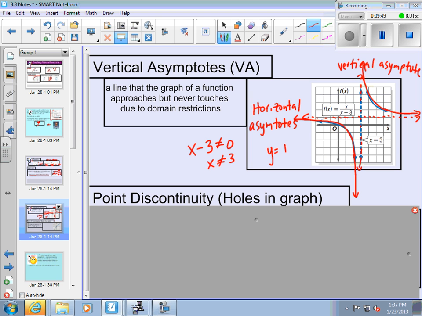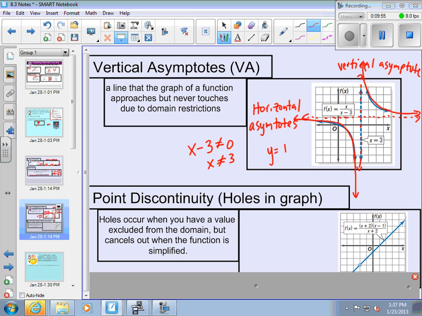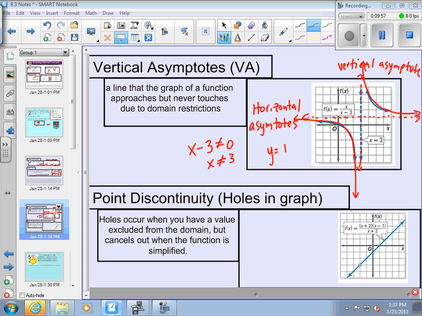All right, well, we're going to have some of these vertical asymptotes. We're also going to have one other type of break in discontinuity called a hole in our graph. And that's called a point discontinuity. Holes occur where you have a value excluded from the domain, but it's a little different than the vertical asymptotes because if you simplify the function, it actually cancels out.